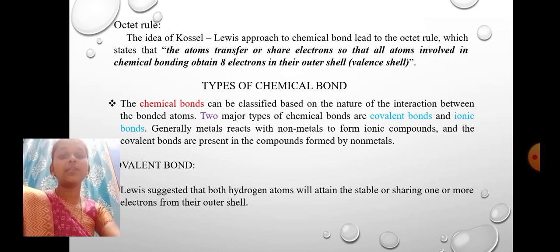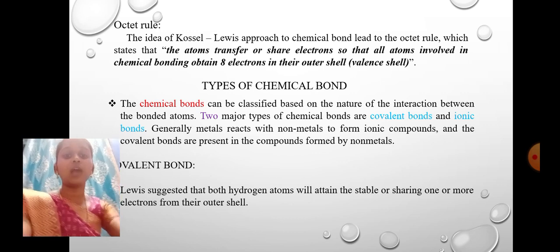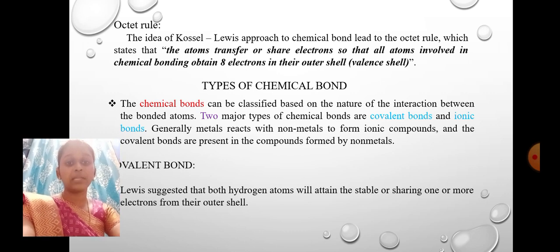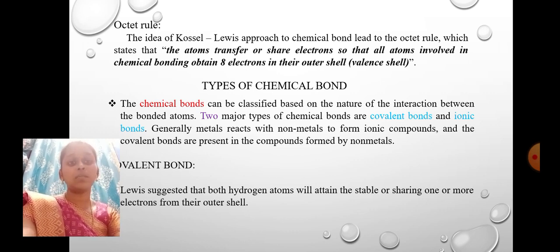The idea of the Kossel and Lewis approaches to chemical bonding led to the octet rule, which states that atoms transfer or share electrons so that all atoms involved in the chemical bonding obtain 8 electrons in their outer shell. This is the octet rule, and next we are going to see the types of chemical bonding.